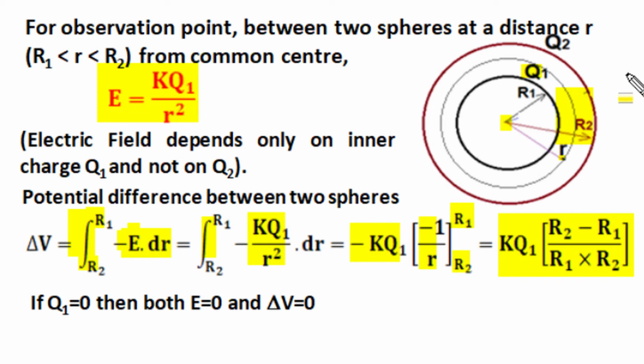Now if by any action this Q1 charge becomes 0, then in that case there won't be any electric field in between two spheres, and in 0 electric field there won't be any potential difference. For Q1 equal to 0, this potential difference between two spheres will become 0.